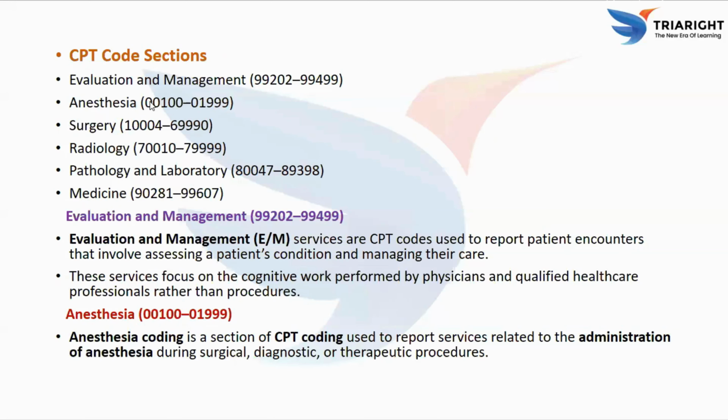And CPT code sections. CPT codes are organized into 6 main sections. Each section covers a specific type of healthcare service and has a defined code range. The first is evaluation and management. The code range is the 99202 to 99499 series.